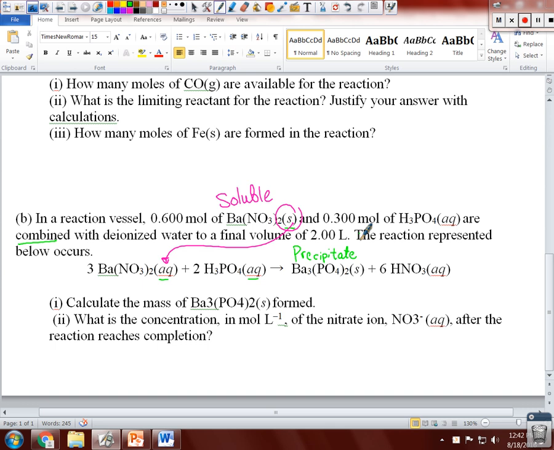Yes, sir. It's a solid. No, it's a solid precipitate. You could, I mean, really, it's the Department of Redundancy department. You're saying the same thing twice. Did you follow that? The Department of Redundancy department.